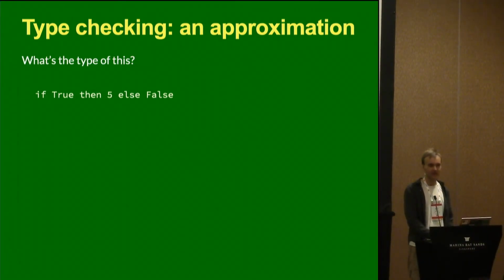And okay, so what is the type of this program here? If true, then 5, else false. In most languages, this is going to be a type error because the two branches have different types. But our equation said that the type checker has to give us the same type as evaluating it and then taking the type of that value. In this case, the value is 5, its type is an integer. The type checker would have to look at the values. It would have to do evaluation, and this is sort of no longer a type checker, really. We don't want this behavior.